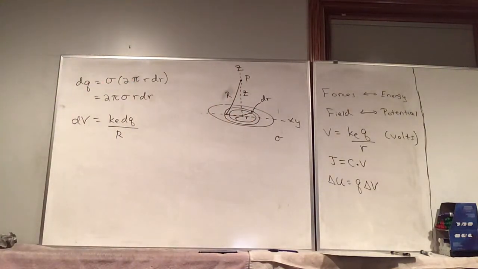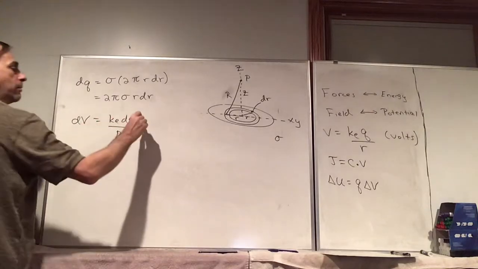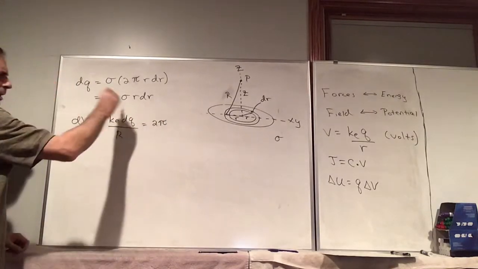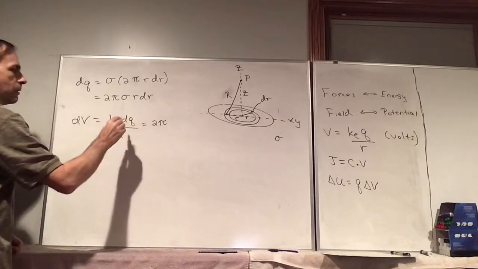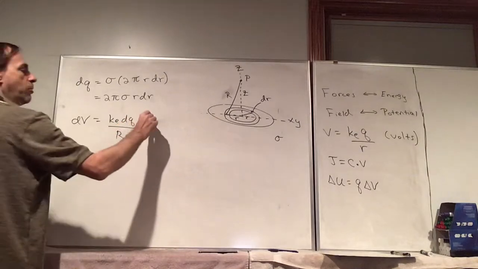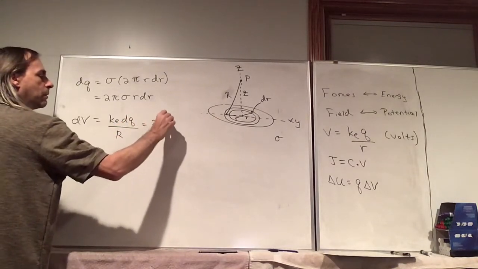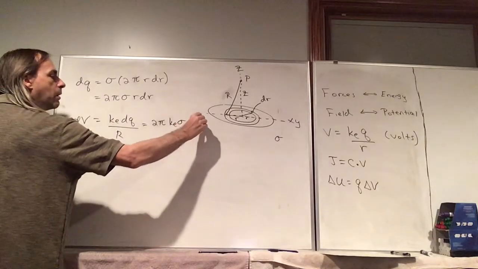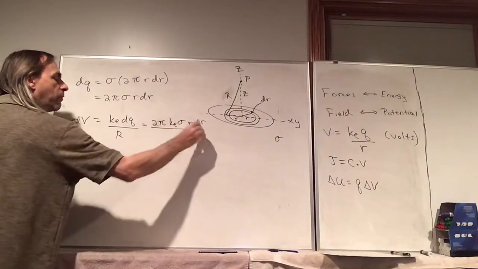Okay, so now let's put this together. We have 2 pi Ke sigma r dr over capital R.